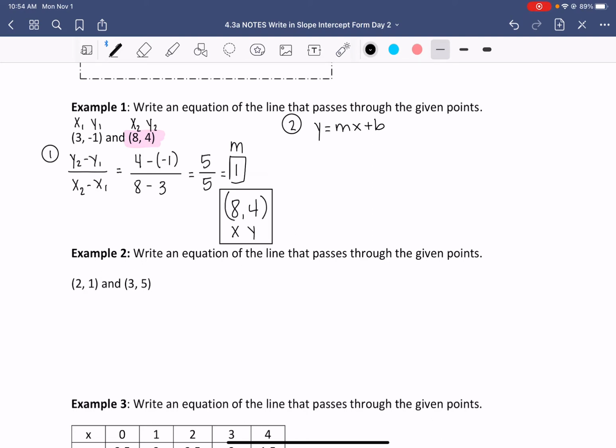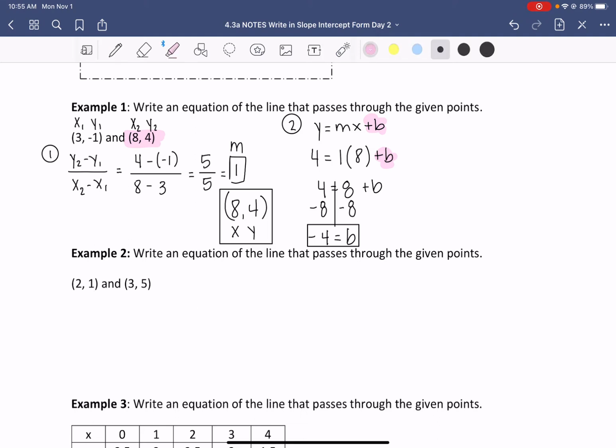So then our y value is 4 equals our slope, which is 1, times our x value, which is 8, plus b. Remember, we're solving for b, so we want to get b by itself. So we simplify our 8 times 1, which is 8. And then we're going to subtract 8 to get b alone. And our b is -4, because 4 minus 8 will get us -4.